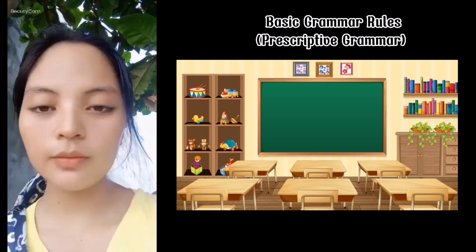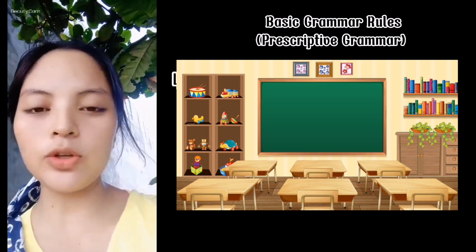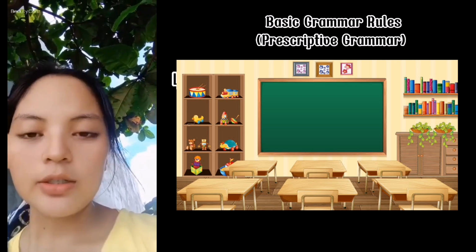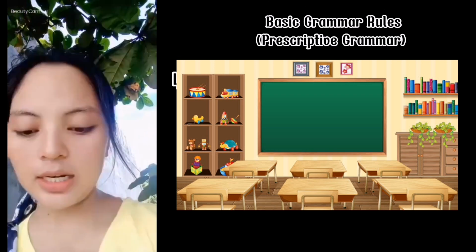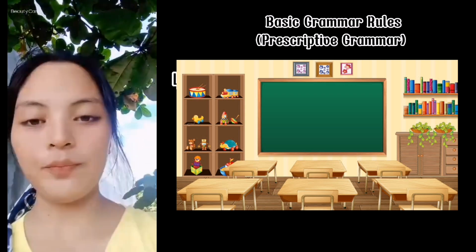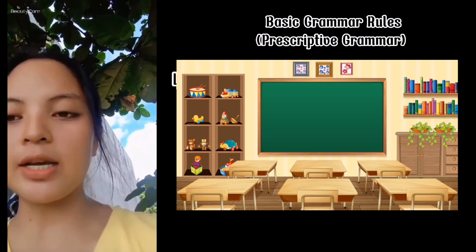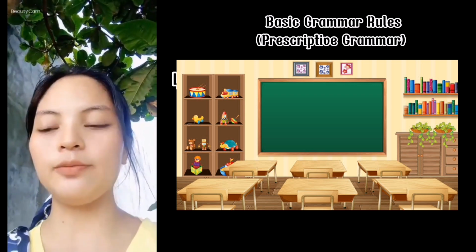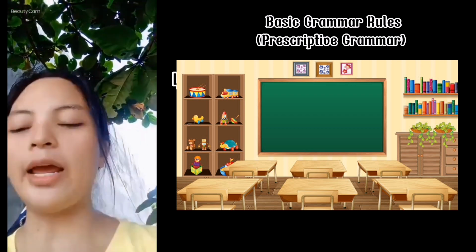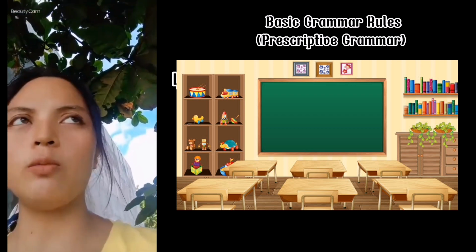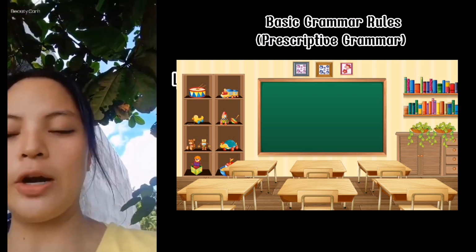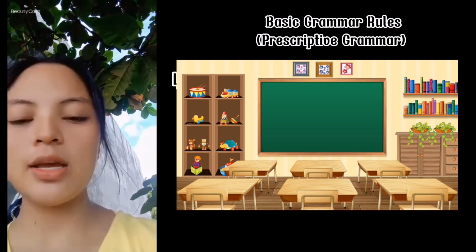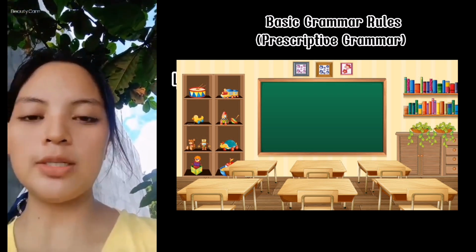Next, the fourth basic grammar rule of prescriptive grammar is pronoun-antecedent agreement. The pronoun must agree with its antecedent in number. A singular pronoun must replace a singular noun. A plural must replace a plural noun. Example, Shara and Jake have completed their homework. Shara is singular, Jake is singular, and the word there that connects the two is singular also.